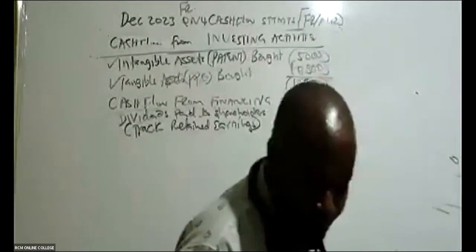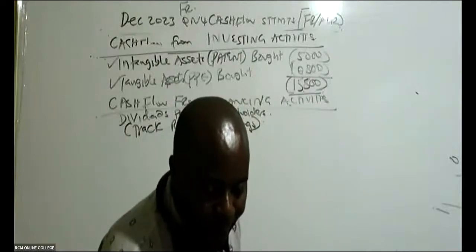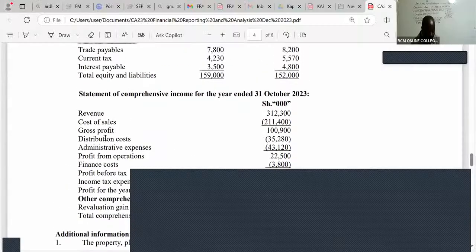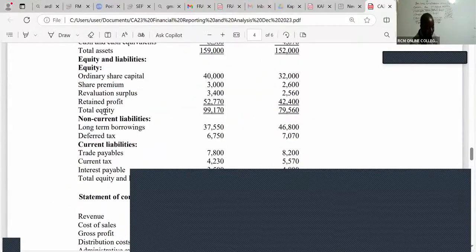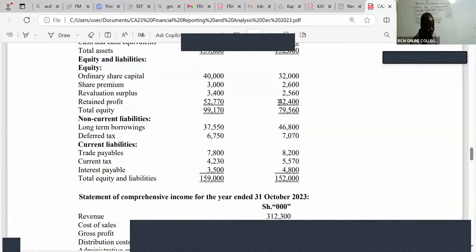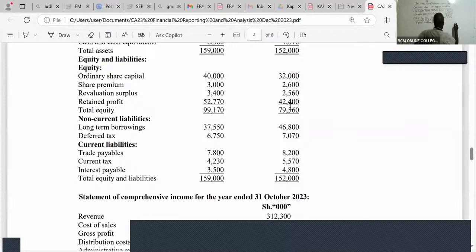Is there somebody who is able to see retained earnings in their balance sheet? Retained earnings is the same as retained profit. You can see the balance brought down is 42,400. Remember, retained earnings in equity has to be credited. So the balance brought down for retained earnings, which is the same as retained profit, is 42,400.